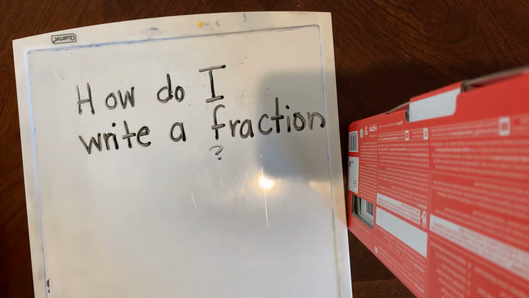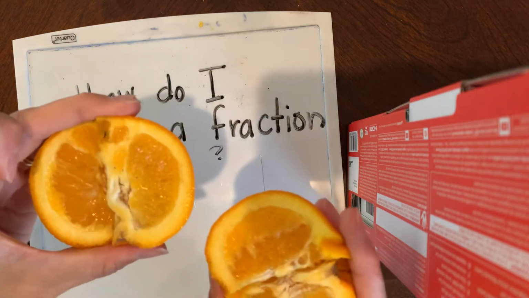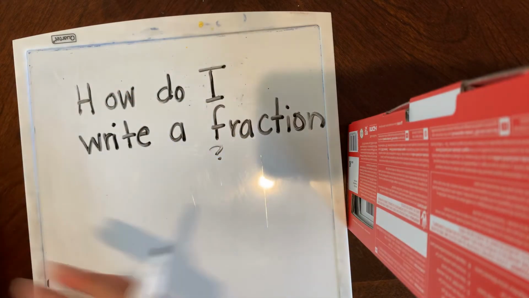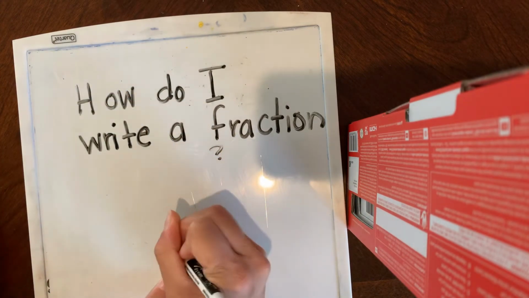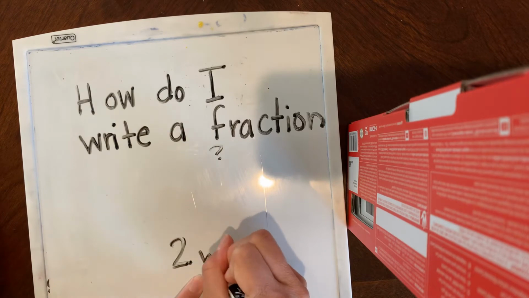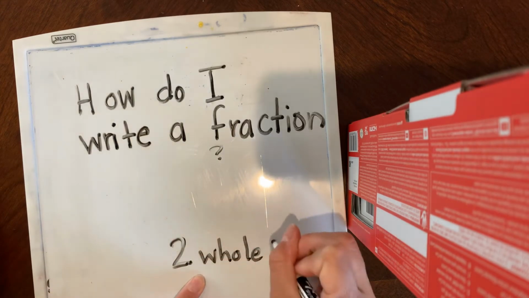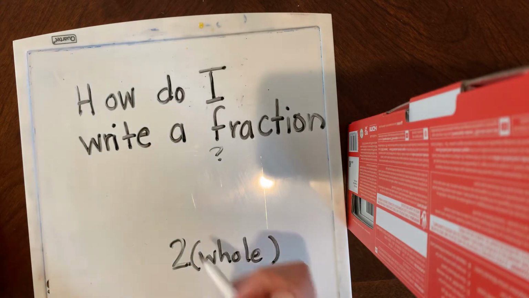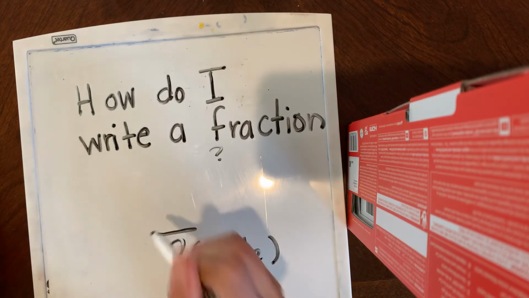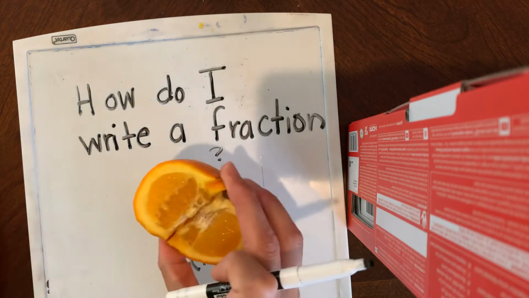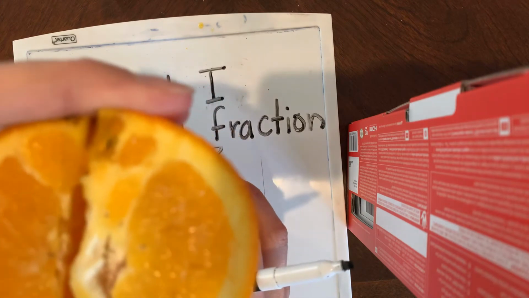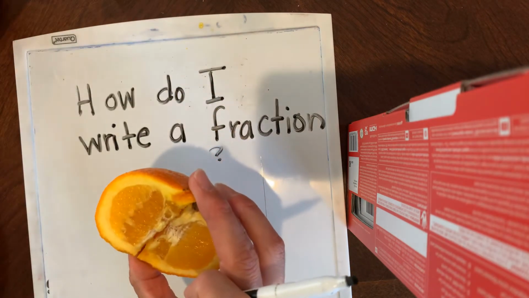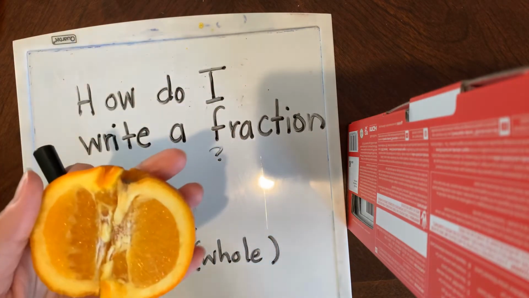Okay, what was our whole? How many parts did we have to equal our whole? We had 2, right? So here's 2. This is the part that equals your whole. Okay, when I cut the orange in half, I had 2 parts. And when I put those 2 parts together, that would equal my whole. And then I'm going to make a line. If I take one of the parts and give it away, what would I keep? I'd keep one of them.